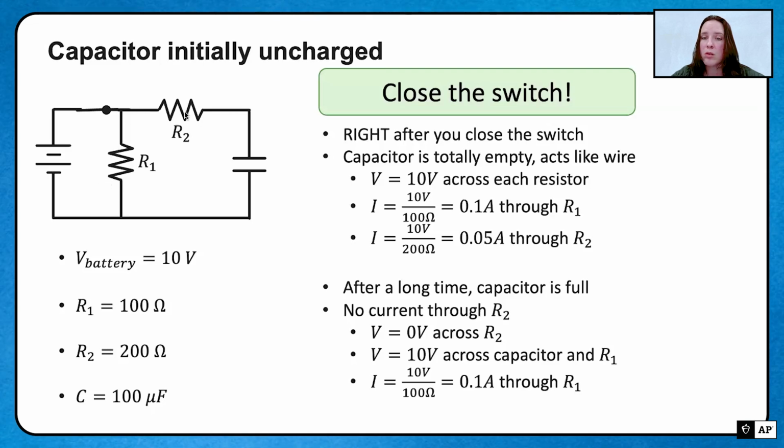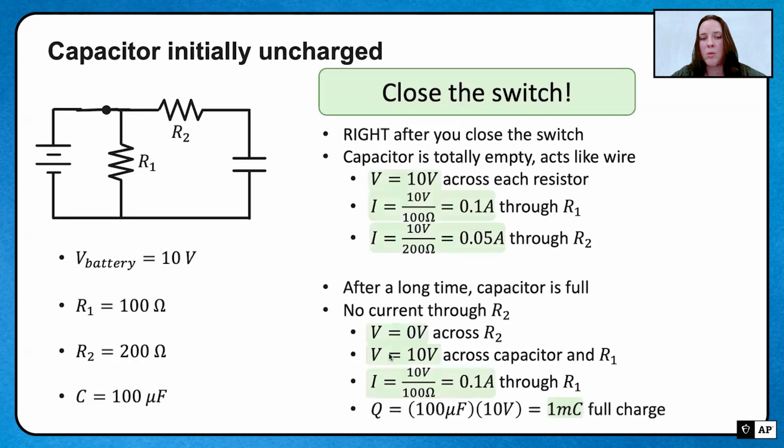It's only R2, because R2 is the one that's connected to the capacitor, which means once we're fully charged up, I can figure out the charge on my capacitor as well. So we have our 100 microfarads. It has a voltage of 10 volts, so it gets 1 millicoulomb of charge as well.